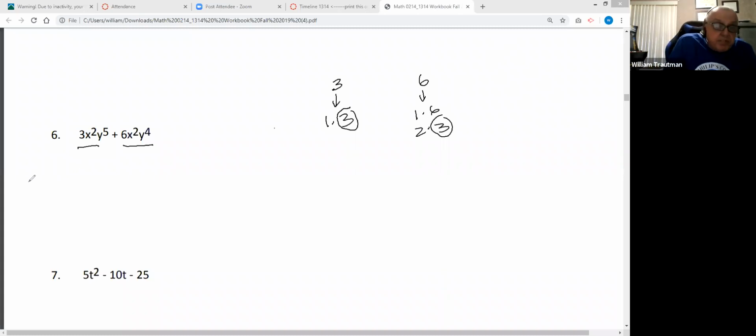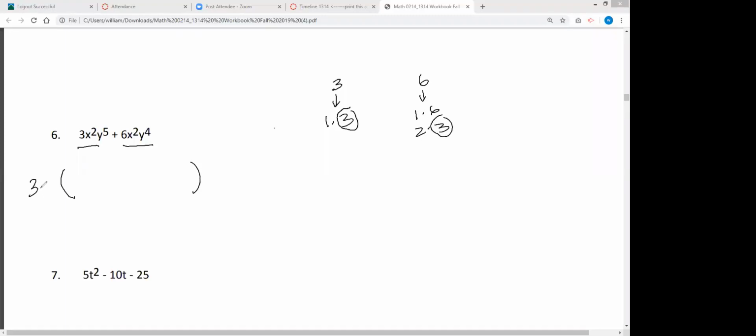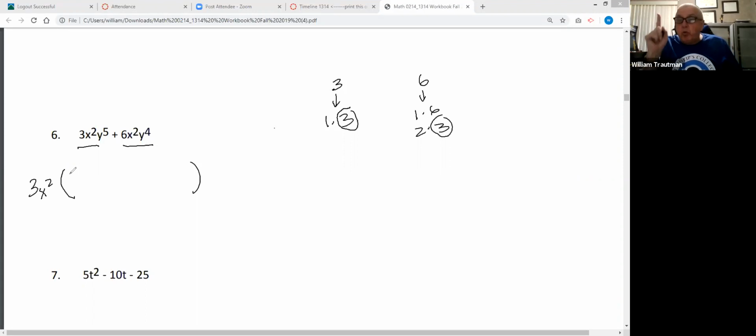So we're going to divide out a 3. What is the lowest power x that we see in both terms? What is the lowest power x? 2. X squared, exactly. What is the lowest power y?